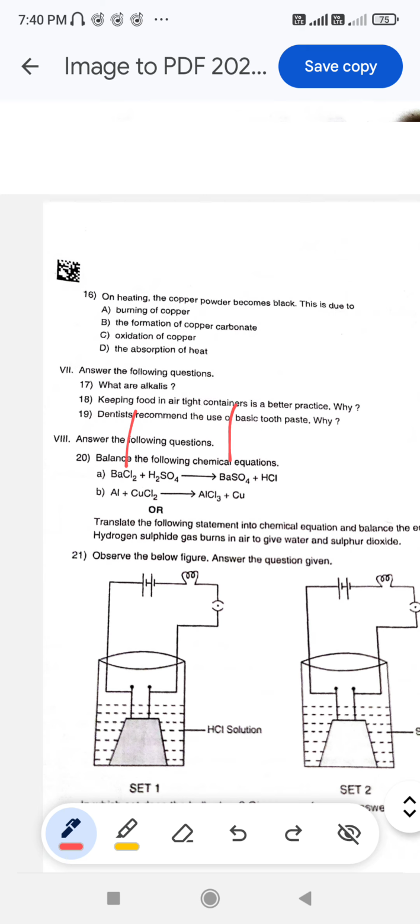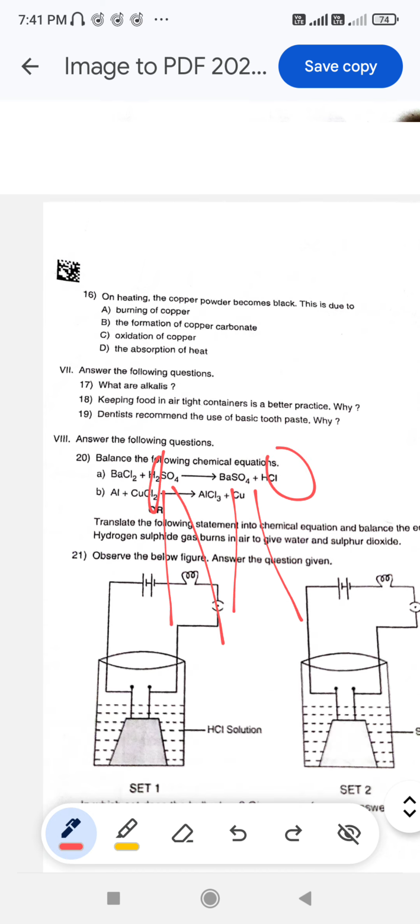Nothing to worry about the barium, because on the reactant side it is one and on the product side it is also one. Chlorine is 2 on the reactant side, but on the product side chlorine is only 1, so it should be balanced, right? Sulfur is 1 here, and sulfur is also 1 there; oxygen is 4 and oxygen is also 4. But hydrogen is 2 here, and hydrogen is only 1 there.